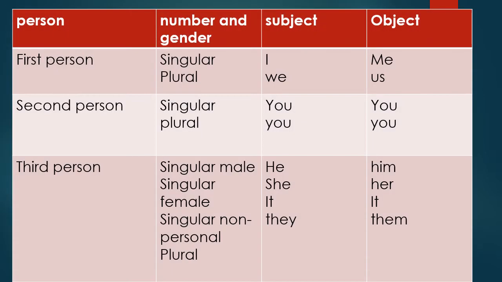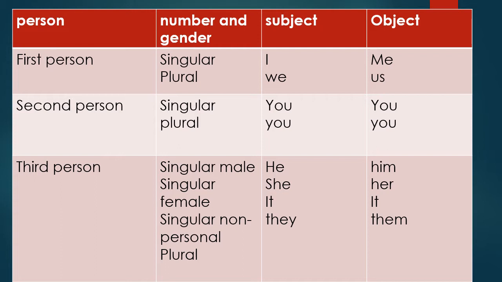Now here we have got one table, right? In this table we have got 4 columns. In the first column the persons are mentioned. In the second column we have got number and gender, and in the third subject, and in the fourth column we have got the object. Now you will see the difference between the person, the number and gender, or subject and object, which we have already mentioned before.